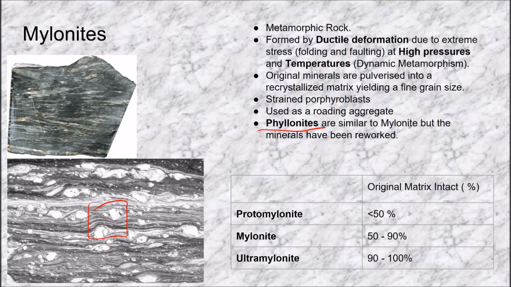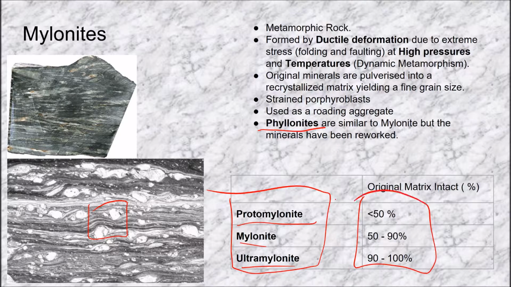Now, there are three types of mylonite. There's the proto-mylonite, the mylonite, and the ultramylonite. And the determining factor is how much of the original matrix is left. The matrix is, as before, where the clasts are not touching each other. They have something in between, like a cement of something, and so the different percentages will attribute to those three different things.